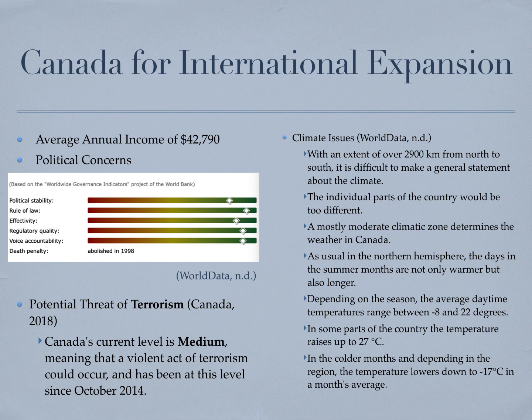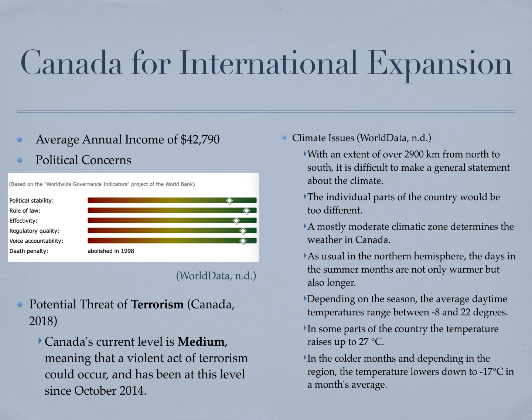Climate for Canada, so it's hard to determine the climate because there is 2,900 kilometers of land from north to south. The individual parts of the country would be too different. Mostly moderate climatic zone determines the weather in Canada. As usual in the northern hemisphere, the days in the summer months are not only warmer but also longer. Depending on the season, the average daytime temperature ranges between -8 and 22 degrees Celsius.